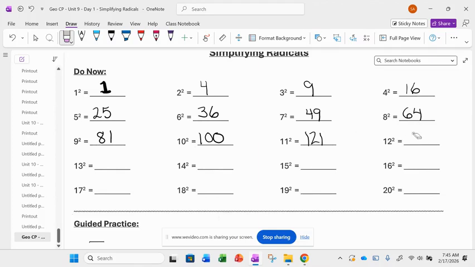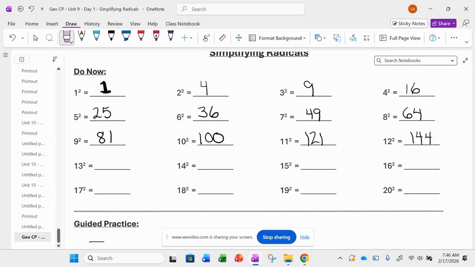12 squared, 144. Again, if you don't know it, could you just do 12 times 12? Absolutely. I'd rather you do 12 times 12 than get it wrong. But I want it to be like it's 4 squared. Just like 4 squared is 16, I want you to know 12 squared is 144.